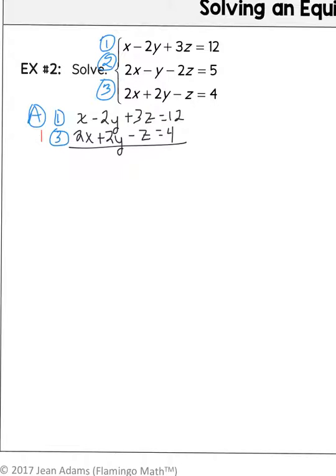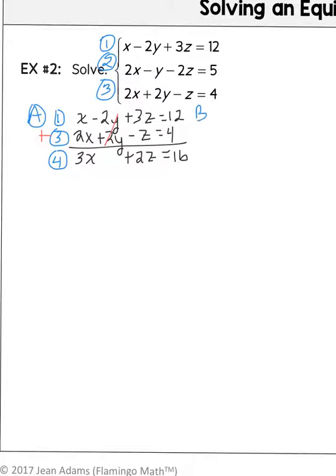So if I add those, my y terms cancel. X plus 2x is 3x. 3z minus z is positive 2z. And 12 and 4 is equal to 16. Whoops, that looks like 116. Let's try that again. Equals 16. So that gives me equation 4.